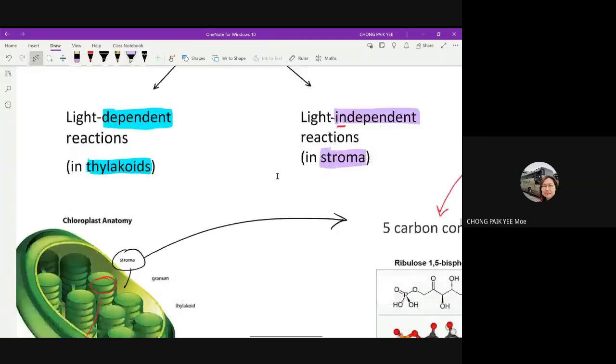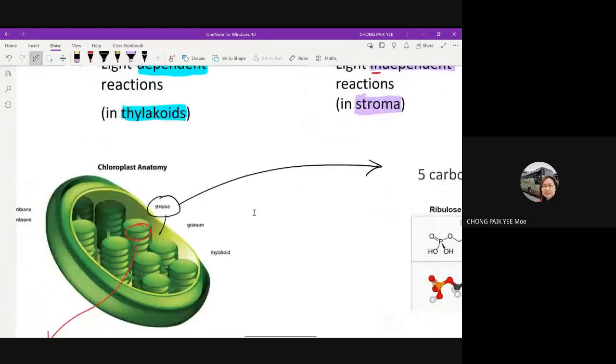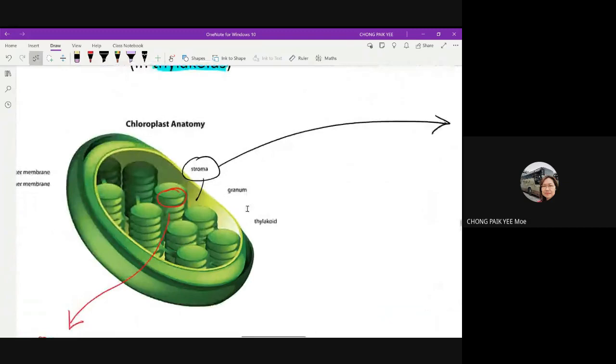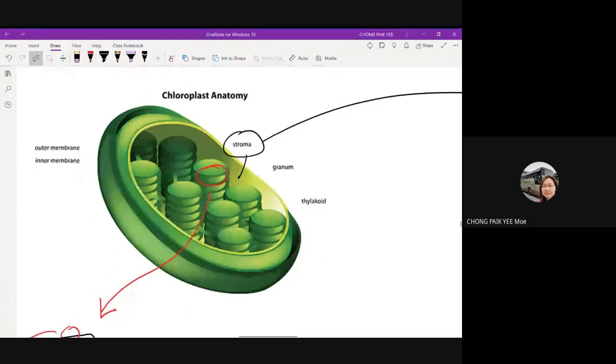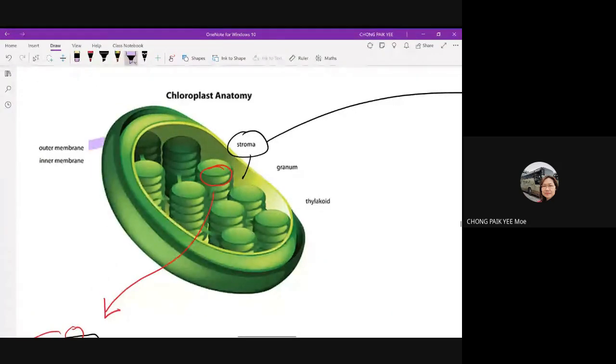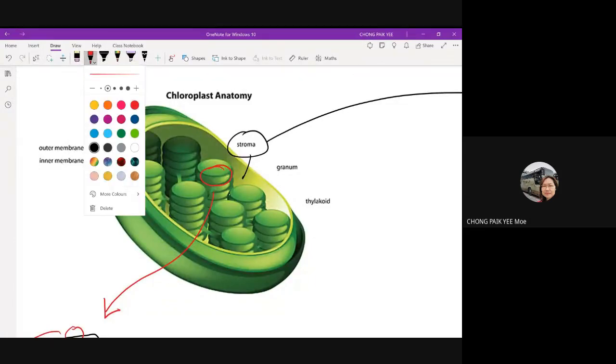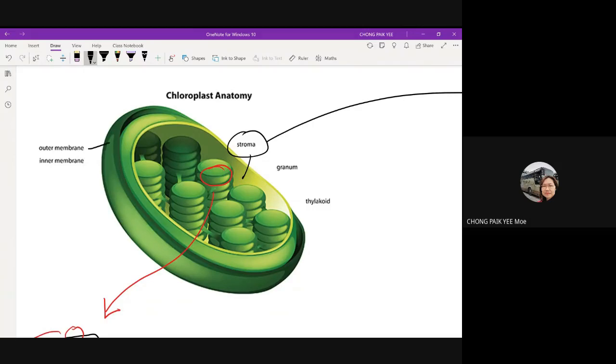Now, first of all, if we look at the anatomy of the chloroplast, let's revise this. You have stacks of these discs. First of all, you have the outer membrane, which is here. Sorry, I need to write using a marker. This is the outer membrane, and this is the inner membrane, so chloroplast is a double membrane organelle.